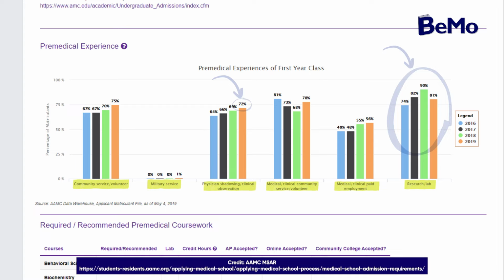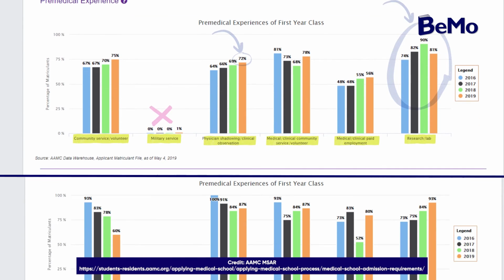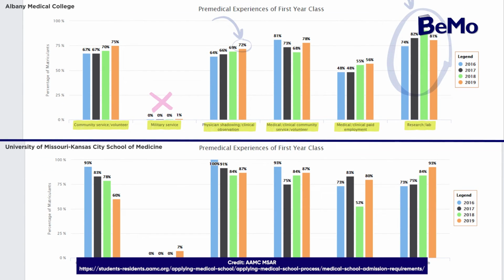Another noticeable statistic is that Albany seems to accept a very small percentile of matriculants with military experience. Let's compare these statistics with the pre-med experience of matriculants at the University of Missouri-Kansas City School of Medicine. Now, if I was an applicant with a military background, I would probably be more likely to apply to this school rather than Albany. You will also notice that the percentile of this school's matriculants who had paid clinical employment is much higher than Albany's.